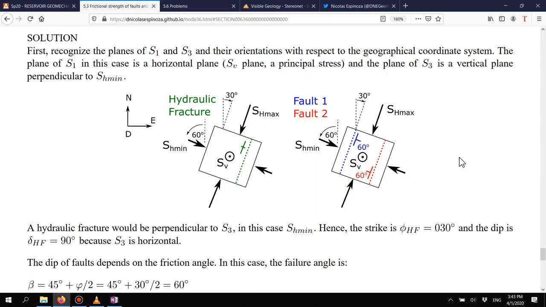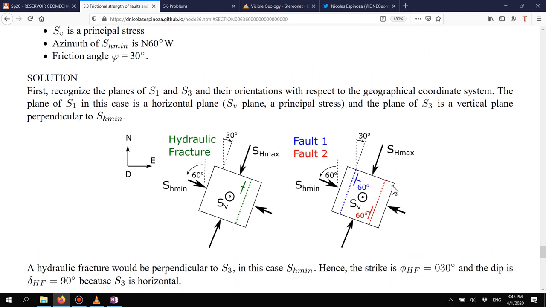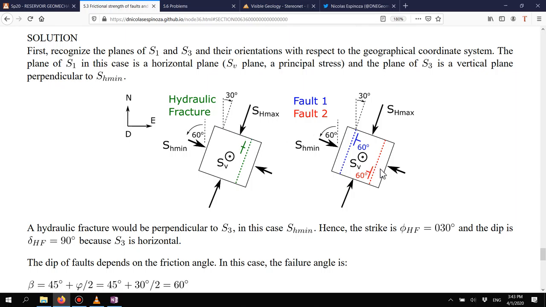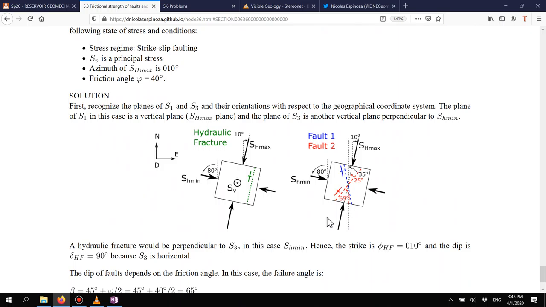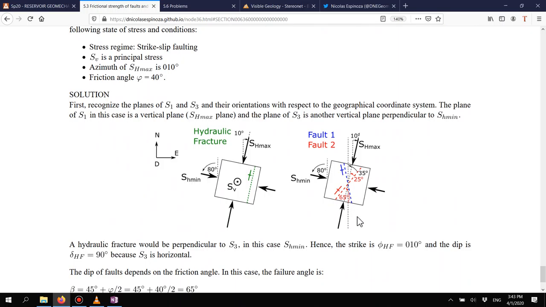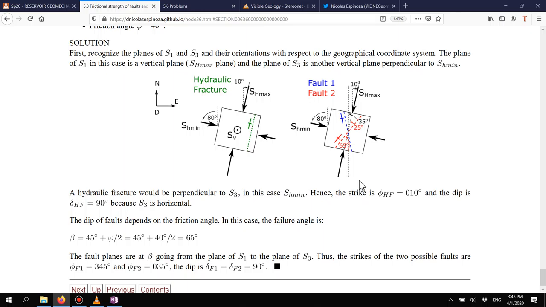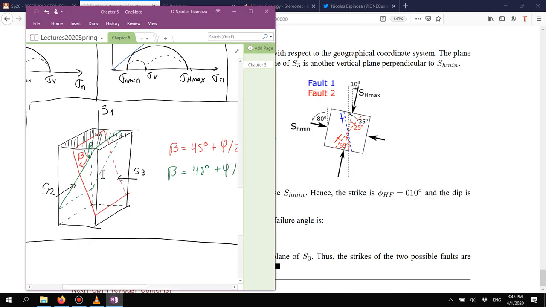Okay, so I hope you can see the reason for this, and you can understand why you would have those directions for the hydraulic fracture and for these two faults. And you have an explanation of all of this here in the notes. And there is also another problem, which is a little bit more challenging. In this case, we have a strike slip example. And remember, whenever you have strike slip, that means you're going to have two different strikes and one dip. But as long as you always apply this concept, you will be able to find the solution. You don't have to memorize anything. You just have to understand the concept underneath failure in three dimensions with three different stresses, which is this one right here, and you will be able to solve any problem.